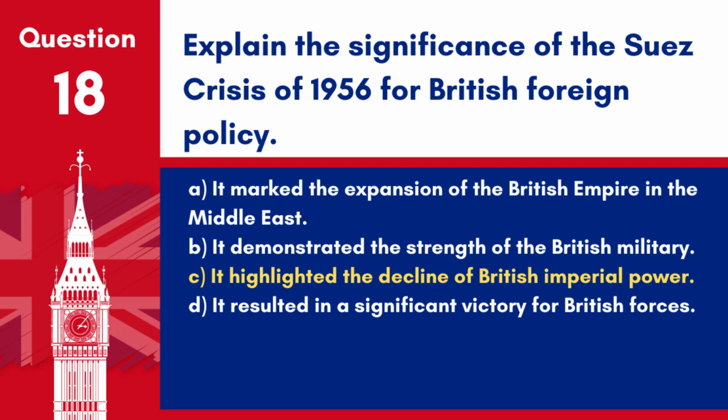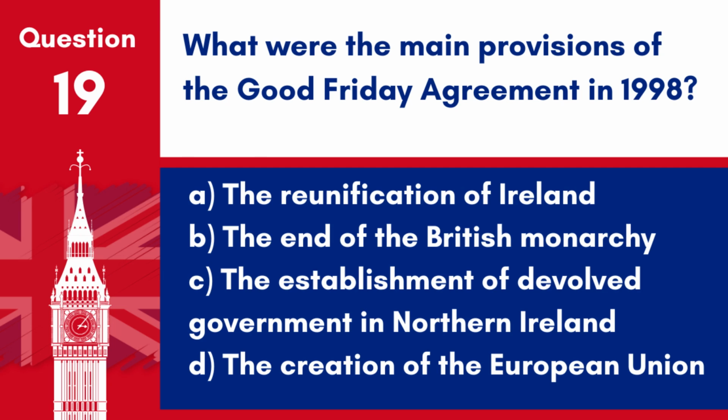Answer. C. It highlighted the decline of British imperial power. The Suez Crisis exposed the limitations of Britain's ability to act independently on the world stage without the support of allies, particularly the United States. Question 19. What were the main provisions of the Good Friday Agreement in 1998?